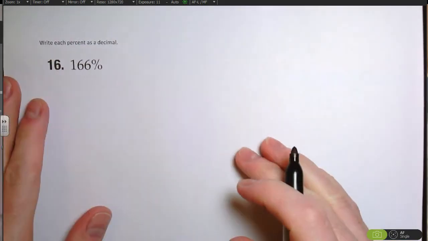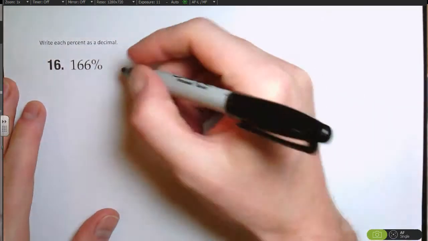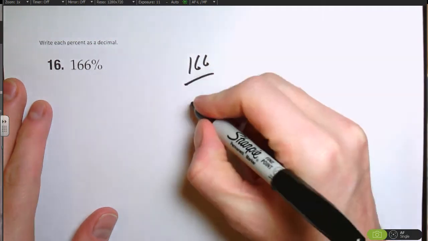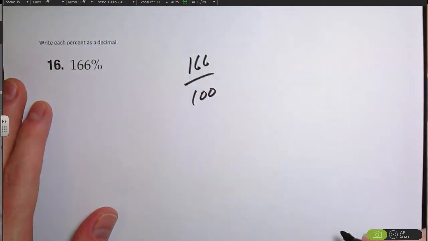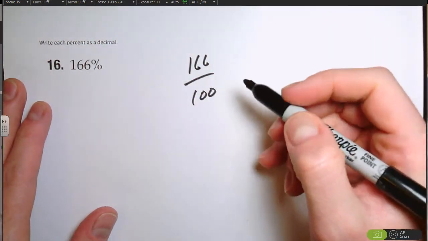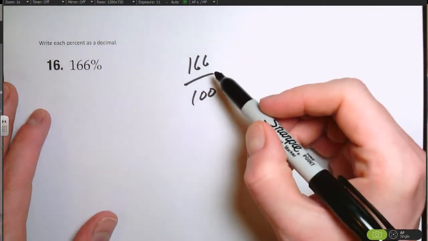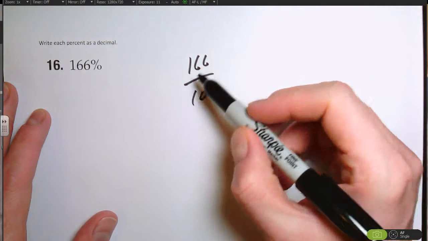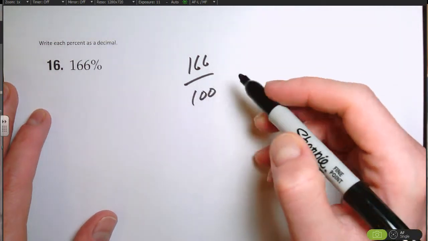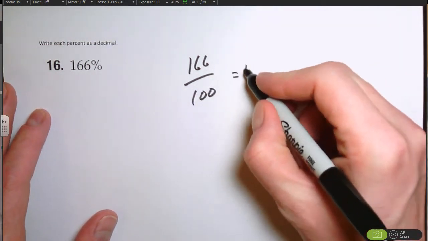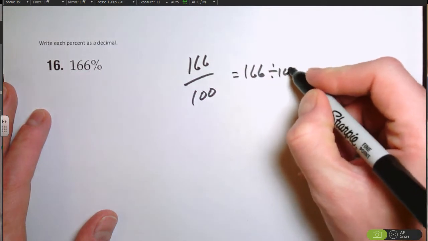Now remember, percent means out of 100, so 166% means 166 out of 100. Now if we were to reduce that, that would give us, I don't know, 83 out of 50. There's our fraction. But this is a percent, I need to divide this out. I mean, sorry, it's a decimal. I need to divide it out. So really what that just means is 166 divided by 100.